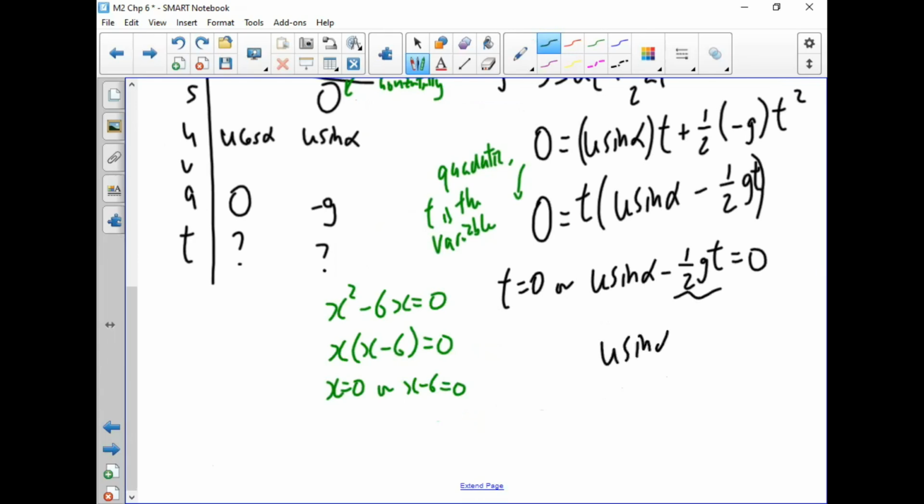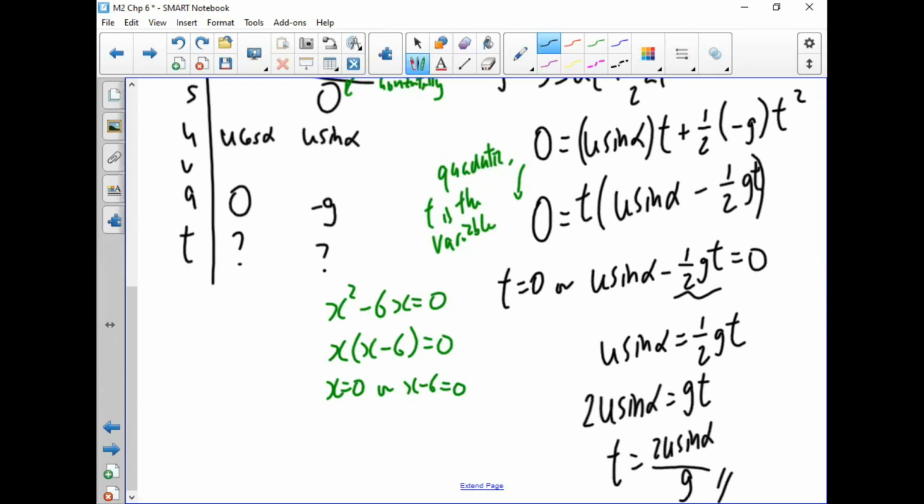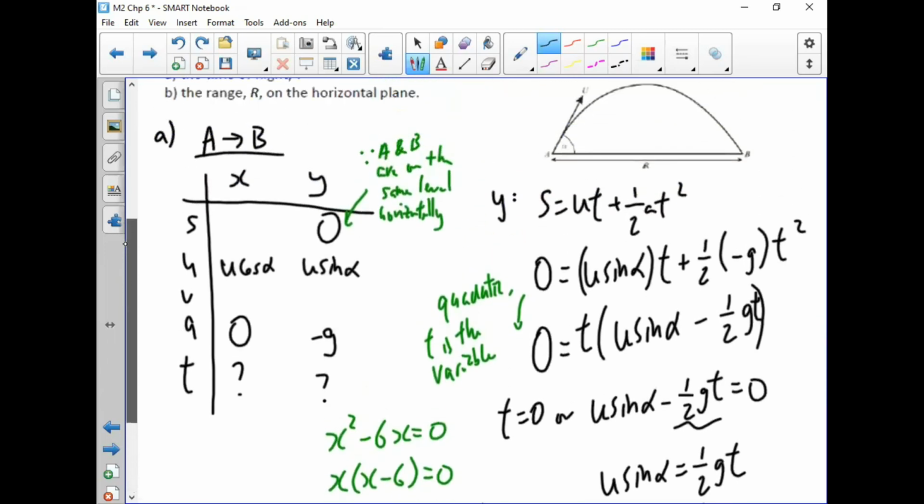So u sine alpha equals a half gt. Multiply by 2 to the other side: 2u sine alpha equals gt, divided by g. T equals 2u sine alpha over g. That's the answer, right? So all will be in terms of algebra. That's the answer, part A.